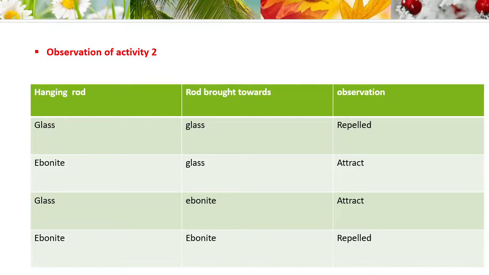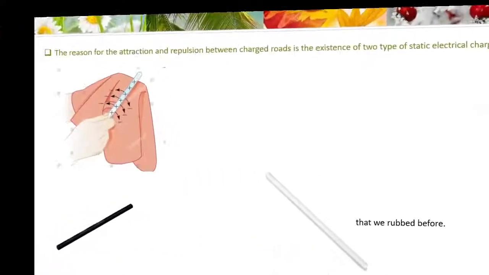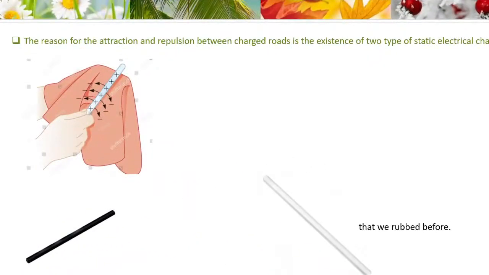Glass, glass repelled. Ebonite, glass attract. Glass, ebonite attract. Ebonite, ebonite repelled. The reason for the attraction and repulsion between charged rods is the existence of 2 types of static electric charges.